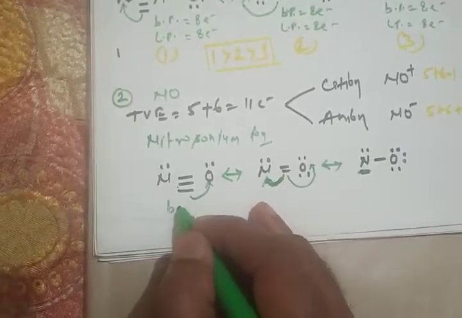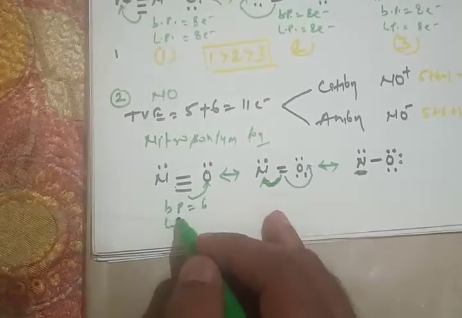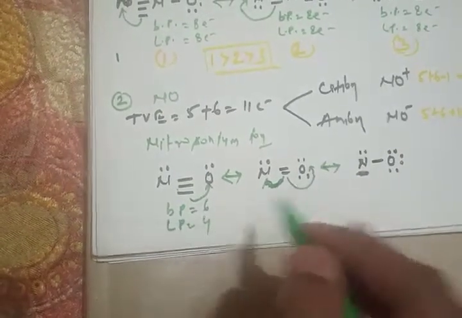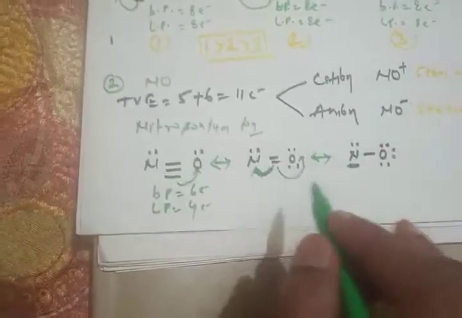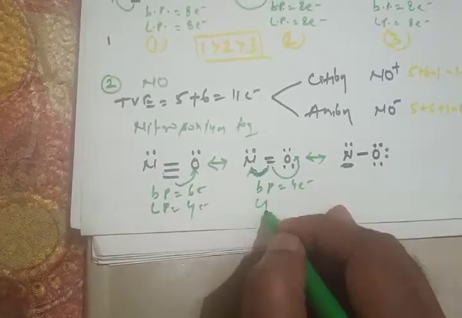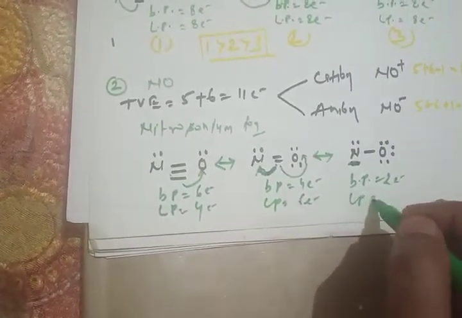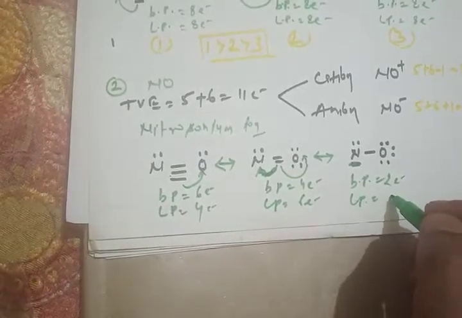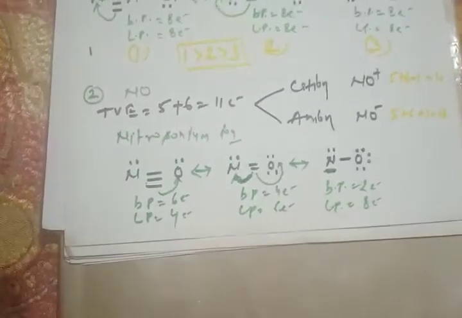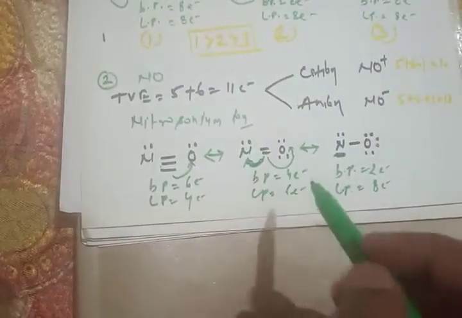Because if we calculate the bond pair and the lone pair, in this case the bond pair is 6 electrons and the lone pair is 4, so total is 10. Okay, no problem with that. Similarly in this case the bond pair is 4 electrons and the lone pair is 6, so total is 10. In this case also the bond pair is 2 electrons and the lone pair is 8. So the bond pair and lone pair combination is correct in total electrons, but as per the octet rule it is not the correct one.